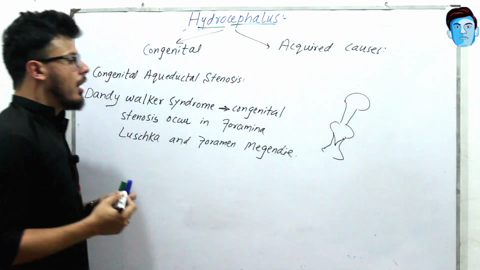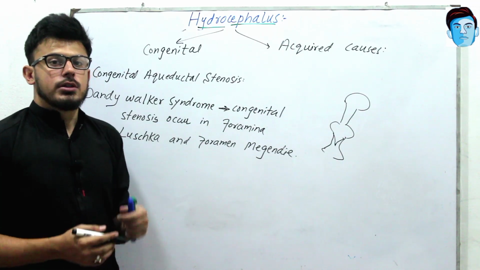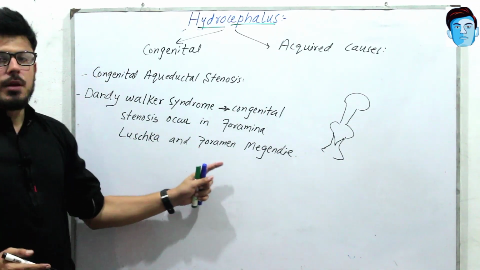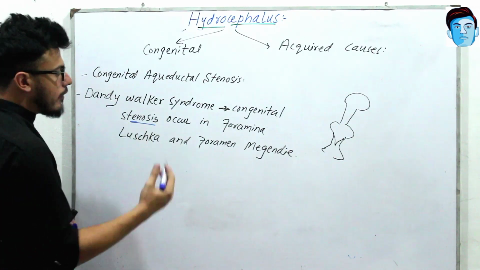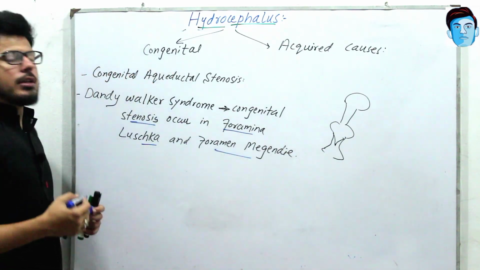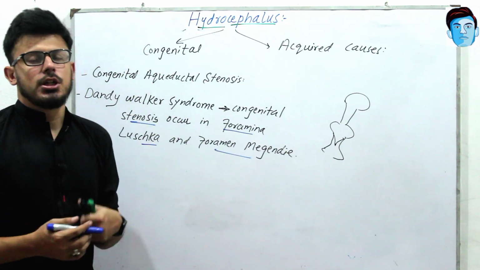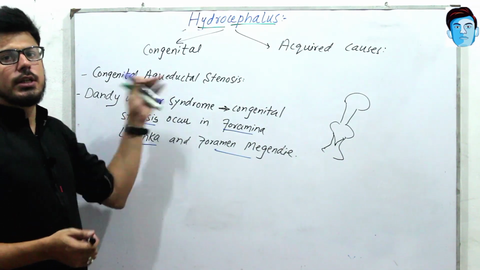Now, as you know, the CSF shifts to the subarachnoid space from the fourth ventricle with the help of the foramen of Luschka and foramen of Magendie. Now, what happens if stenosis occurs? It means if there is a narrowing or obstruction in the foramen of Magendie and Luschka, then CSF accumulation occurs, which leads to the hydrocephalus condition. It is also considered one of the congenital causes of hydrocephalus.